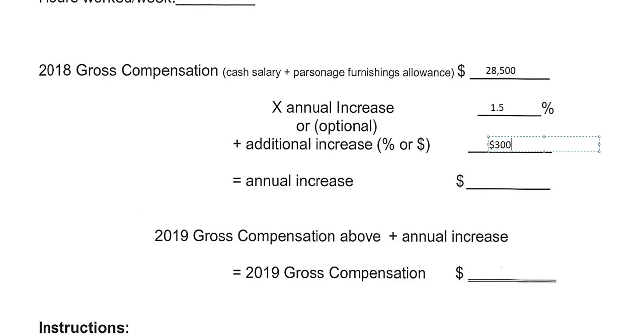I calculate the total annual increase. For this calculation, we use the 2018 gross compensation of $28,500 multiplied by the 1.5% increase equals $427.50. Then we add the additional dollar amount increase of $300, which gives us $727.50 of an annual increase for Pastor Joe. We add the annual increase of $727.50 to the 2018 gross compensation to get the 2019 gross compensation of $29,227.50. In my example, I am rounding up to the next whole dollar of $29,228. This is not required, but it is a personal preference on my part.